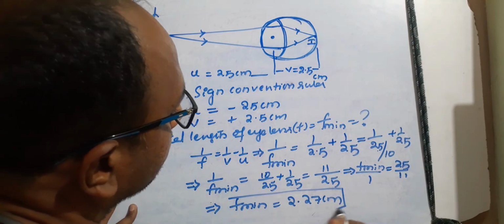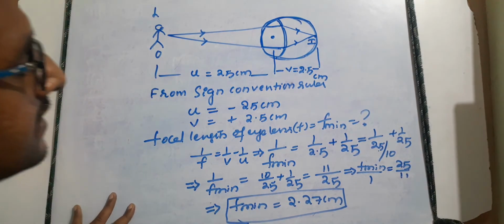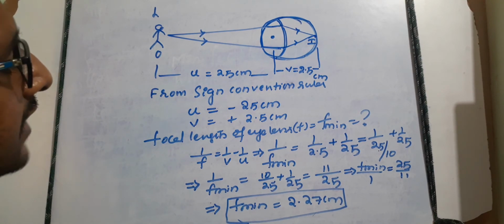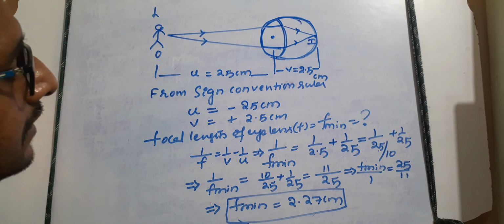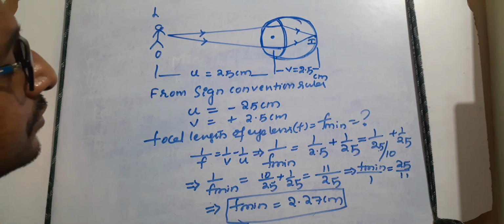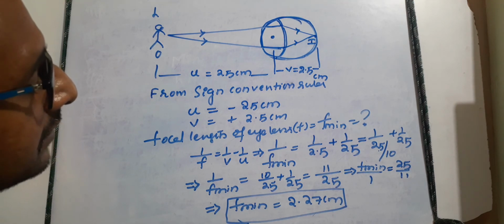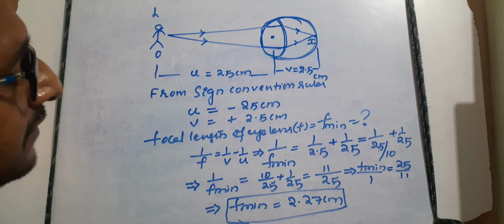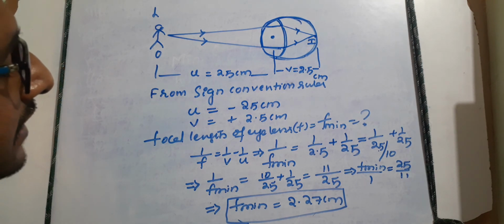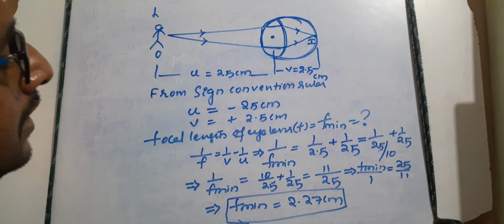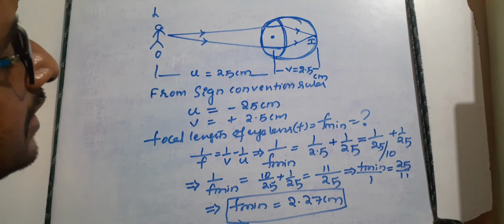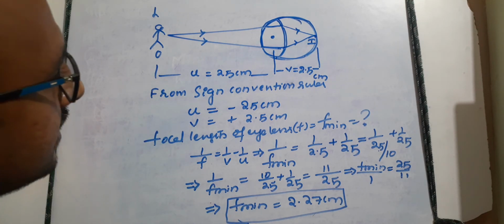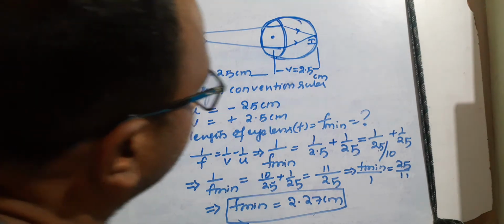Children, have you understood this one? This is the minimum focal length of the eye lens when we see closer objects. The focal length of the eye lens can be adjusted by itself, maximum to 2.5 centimeter, minimum to 2.27 centimeter. So when there is no problem of vision, no defect in the eyes, for a healthy human being, the eye lens can adjust its focal length maximum up to 2.5 centimeter, minimum 2.27 centimeter. That's all about maximum and minimum focal length of the eye lens, children.